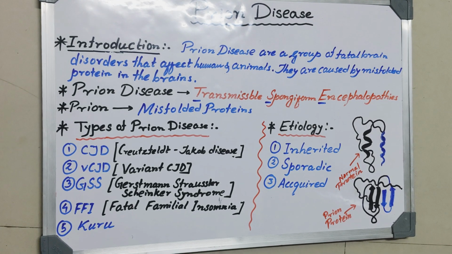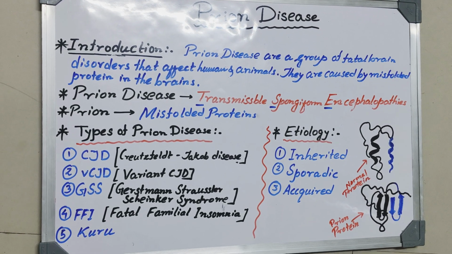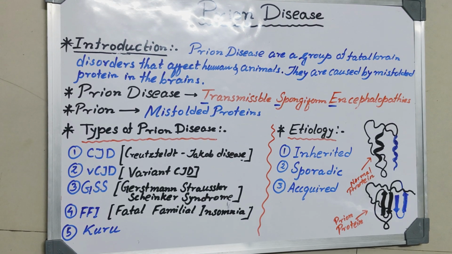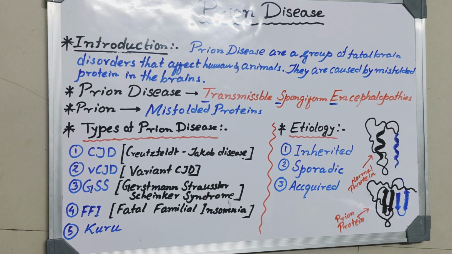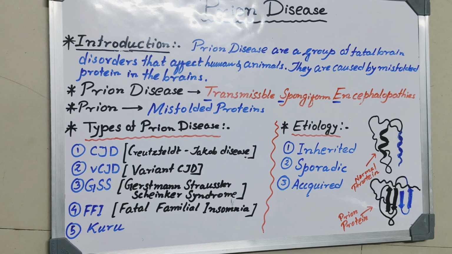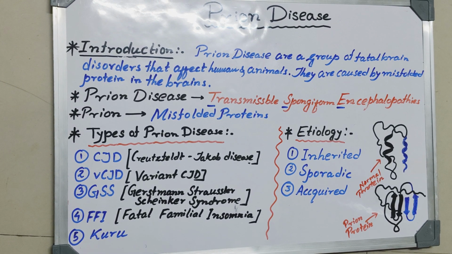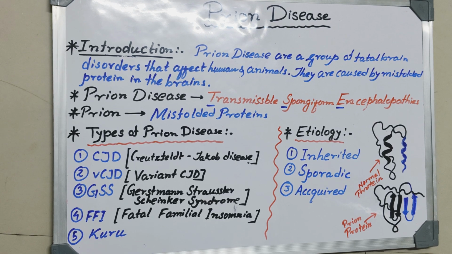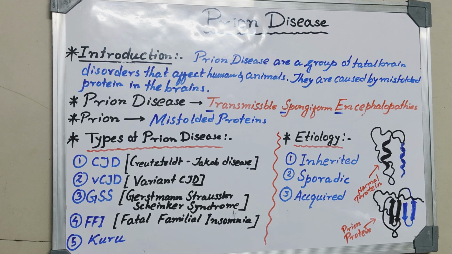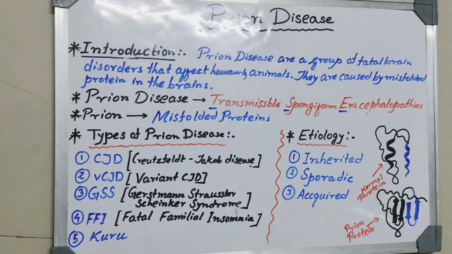Now we are going to discuss the etiology, or causes, of prion disease. It can be inherited, that is genetic prion disease like FFI or GSS. It can run in families due to mutation in the PRNP gene.